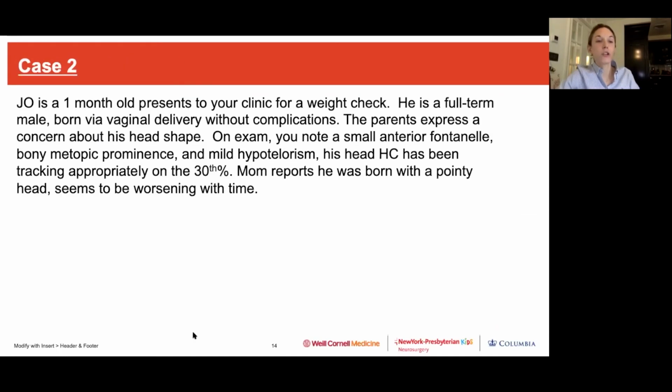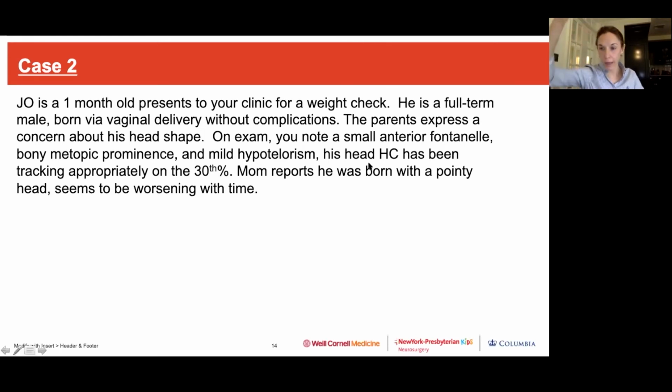All right. So a child presents to you at 1 month of age for a weight check, born full term, born via vaginal delivery, no complications. And the parents express a concern about head shape that has existed since delivery. That's a big difference from plagiocephaly, which usually is not present immediately after birth and develops over time because, again, it's an outward in phenomenon, not intrinsic to the bone.